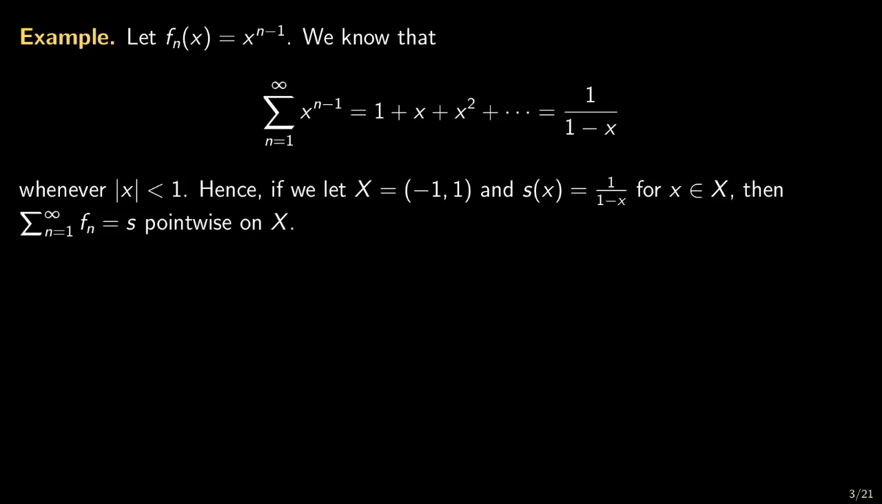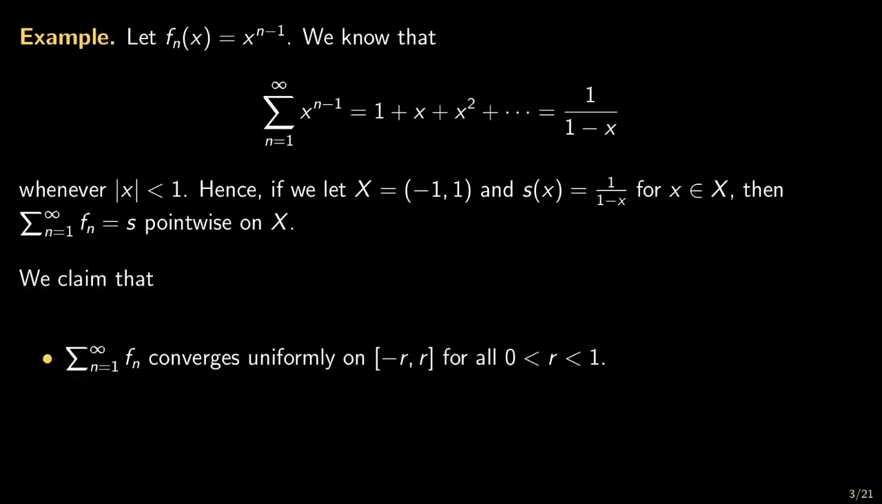Hence, if we let X be the open interval from -1 to 1, including all the points that are described here, and if we let s of x be the function 1 over 1 minus x for x in X, then we can say that this series of functions, the summation of f_n from 1 to infinity, has a sum s, and the convergence is pointwise on X. At this point, we would like to ask if the series converges uniformly to s.